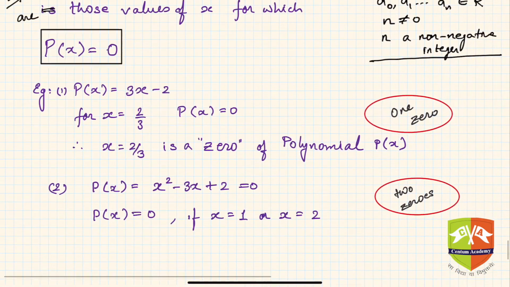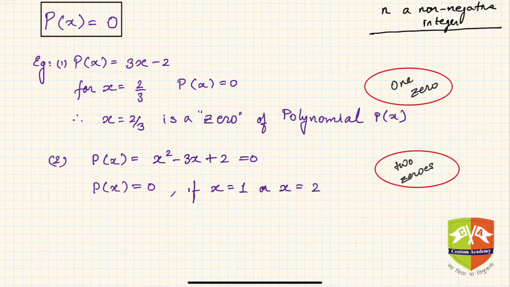You would have studied linear polynomials, and here is an example of a linear polynomial p(x) which is given as 3x minus 2. Linear, why? Because the degree here is 1, hence it's called linear, and we have already discussed that the graphical representation of such a polynomial is a line, and hence we call it a linear polynomial.